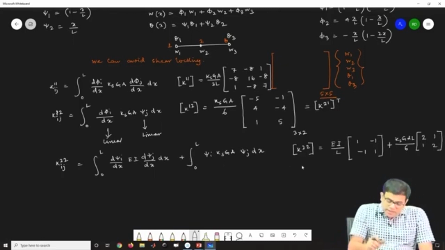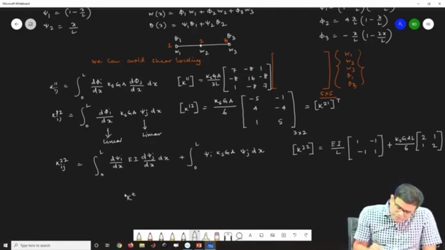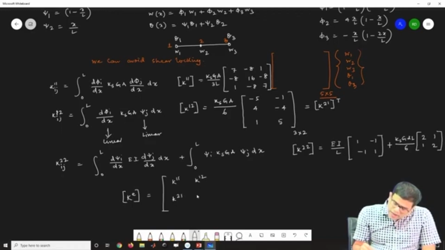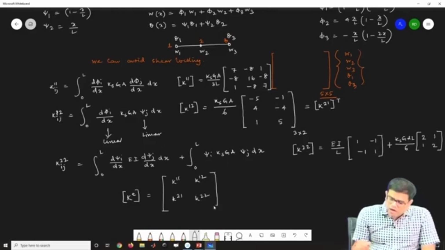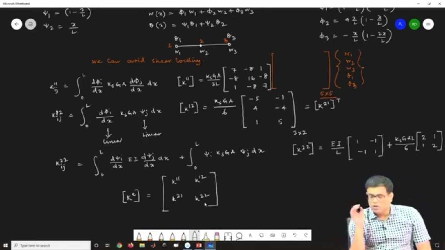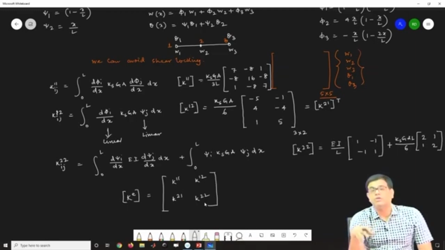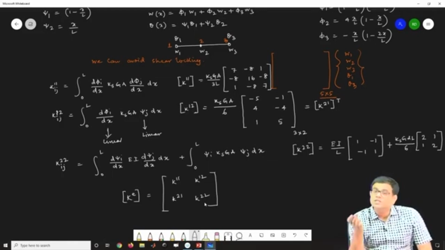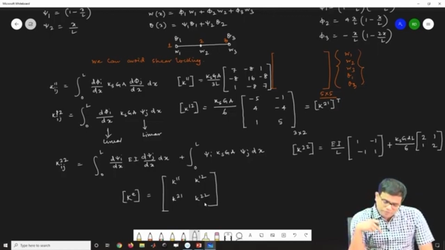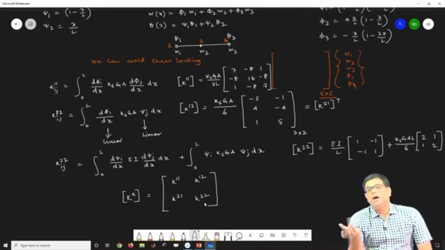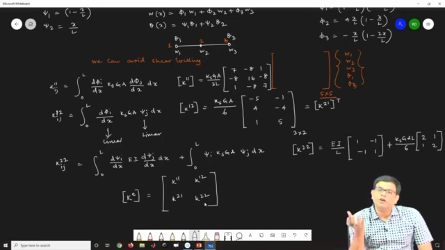So with these submatrices I can write the stiffness matrix for the Timoshenko beam element, that is K11, K21, K12 and then K22. This is my Timoshenko stiffness matrix. This is one way to avoid the shear locking phenomenon, which is known as the consistent finite element interpolation, by which we can compute the stiffness matrix for the Timoshenko beam.